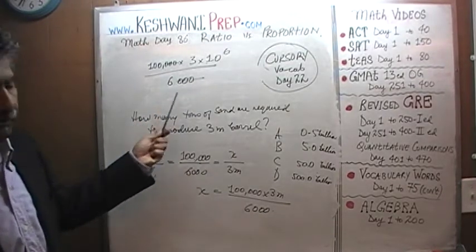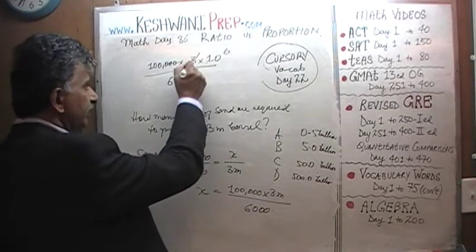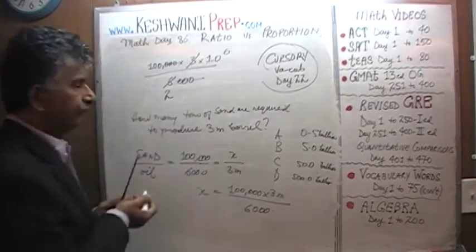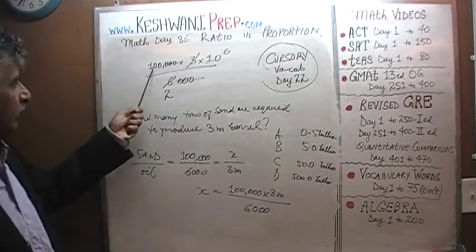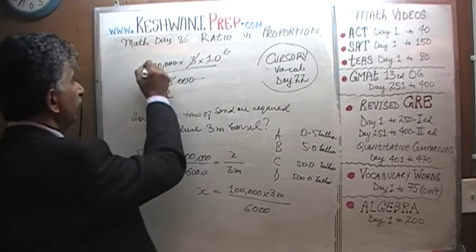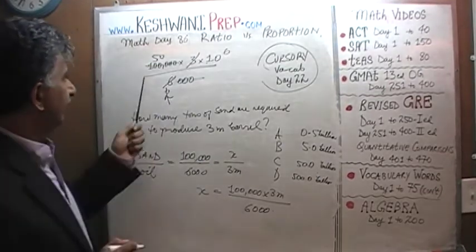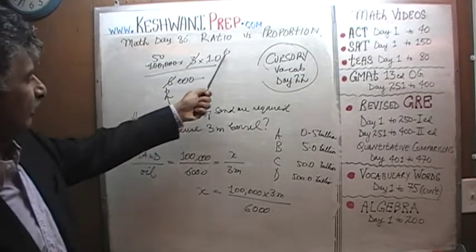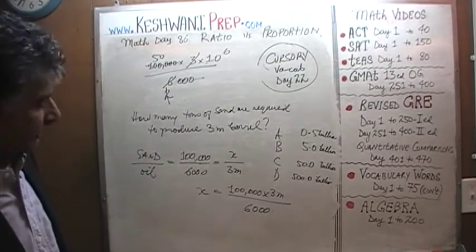Let's divide top and bottom by 3. We divide top and bottom by 3, 3 goes away and 6 becomes 2. And now we have 2 on the bottom, we have 100 on the top. Let's divide top and bottom by 2. So 2 goes away and 100 becomes 50. That's it, that's our answer. 50 times 10 raised to 6.